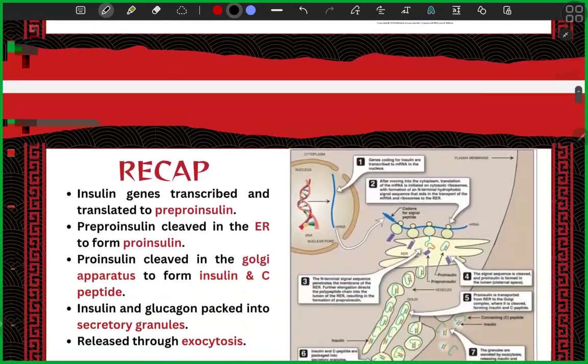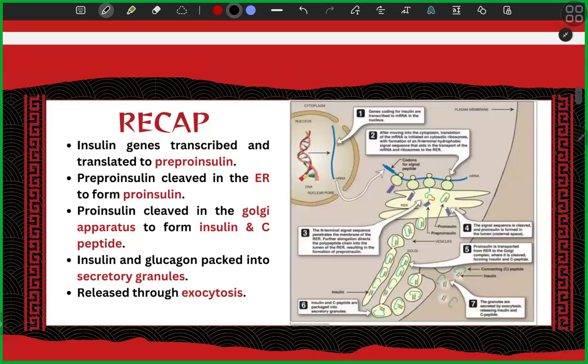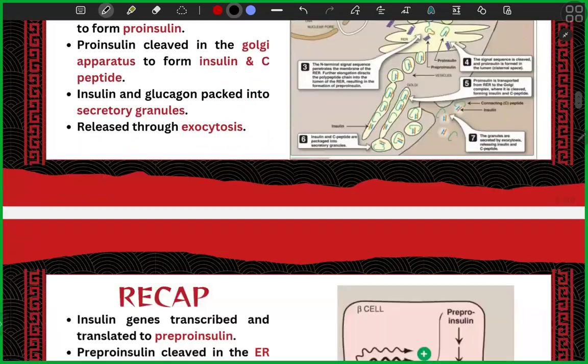All right. This is basically the recap of what we just did. Over here you can see that inside the nucleus you have the gene. It's getting transcribed and translated, and then you have the pre-proinsulin, which is then cleaved in the ER, and then you have the proinsulin. The proinsulin is cleaved again in the Golgi apparatus to form the insulin and the C peptide, and this then goes into the secretory granules. When it goes into the secretory granules, it's released through exocytosis, and that whole process has its own physiology, which we'll be going over later again.